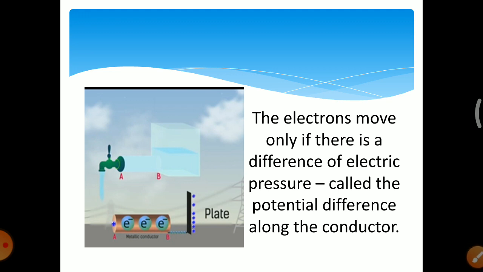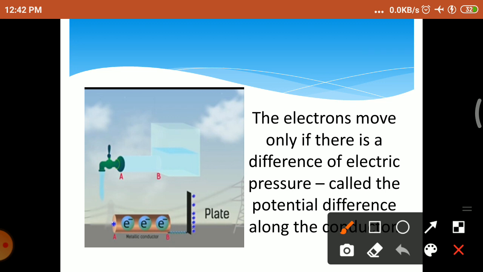The electrons move only if there is a difference of electric pressure called potential difference along the conductor. So when I connected this conductor to a battery, there is a potential difference between A and B. Because of that electric pressure, the electrons start to move from one atom to another atom. So it constitutes electric current in the circuit.